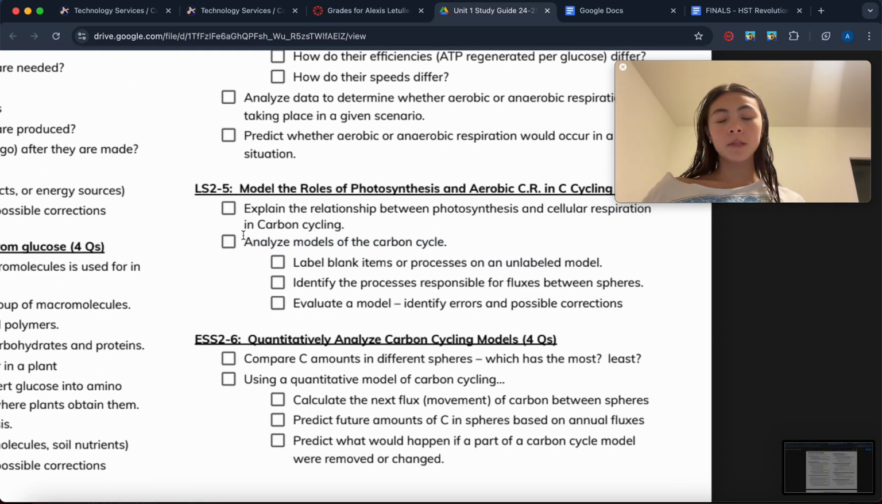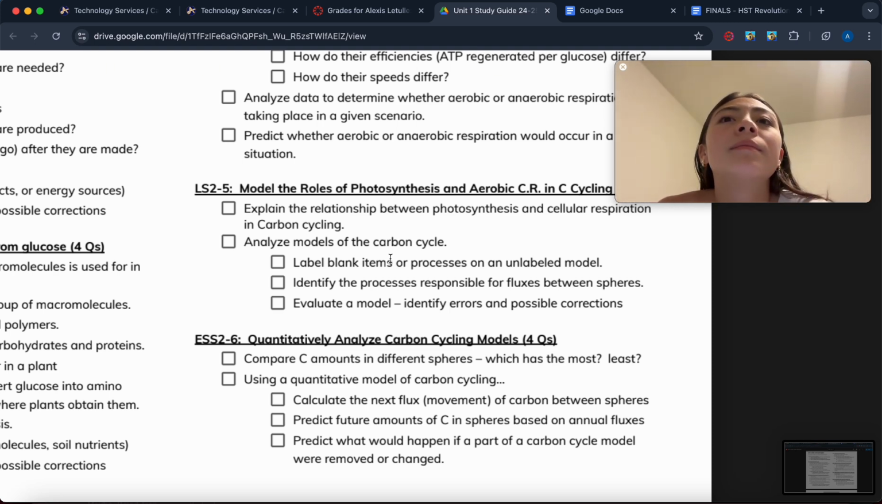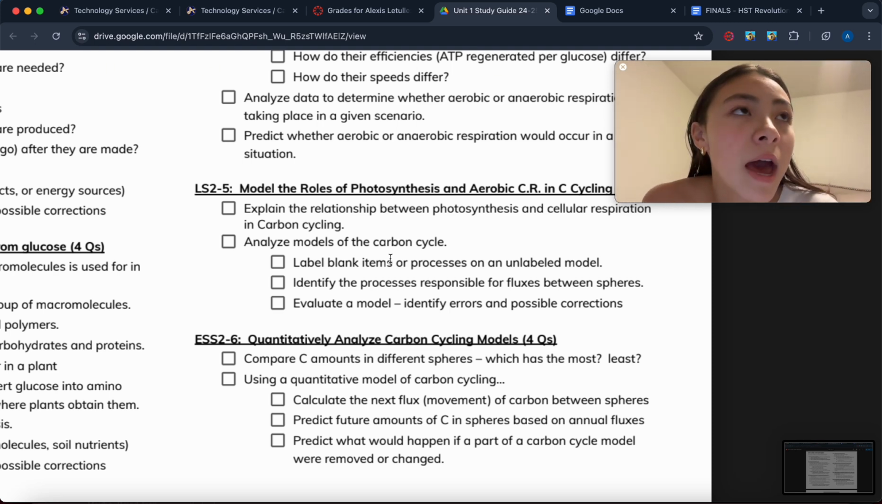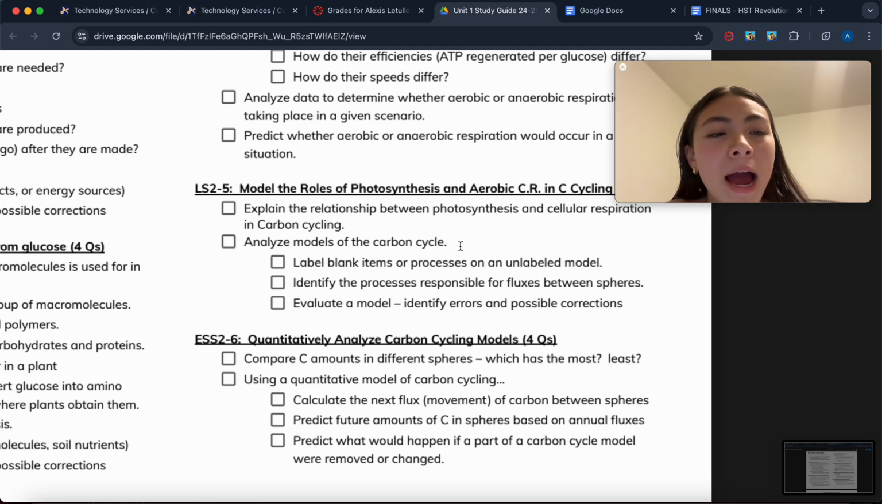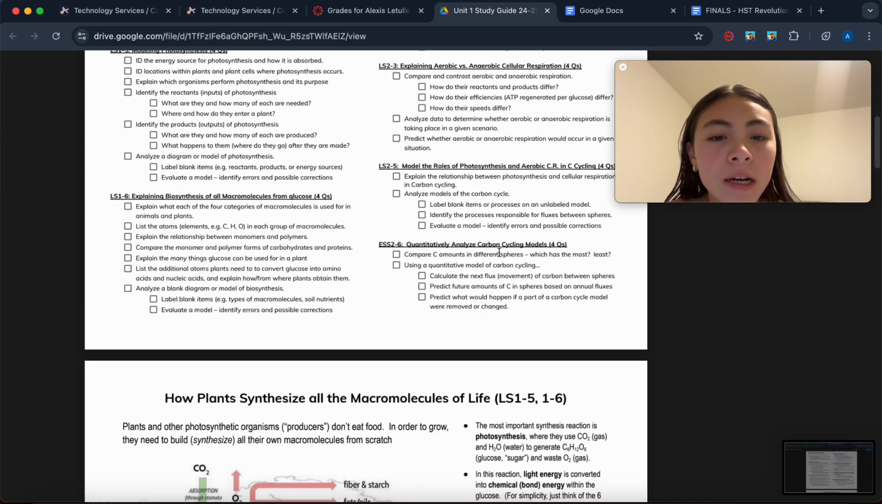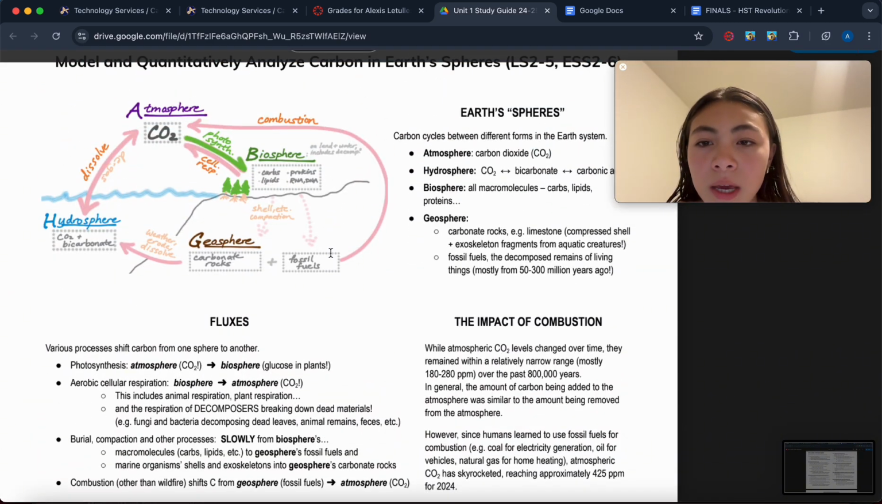Okay, analyze models of the carbon cycle. Okay, so the carbon cycle is like the biosphere, the geosphere, the atmosphere, and the hydrosphere. The thing is, for Mr. G'day, I asked him, and he said that you probably don't need to write it down because there's going to be a diagram on the test. So you don't have to think there won't be any diagrams, because there's going to be diagrams. I have an image in my head. I can imagine everything.